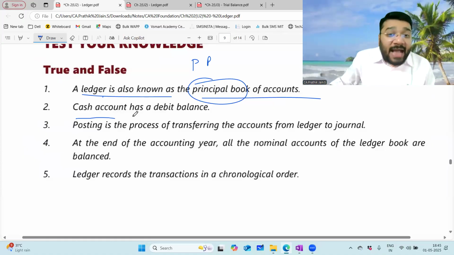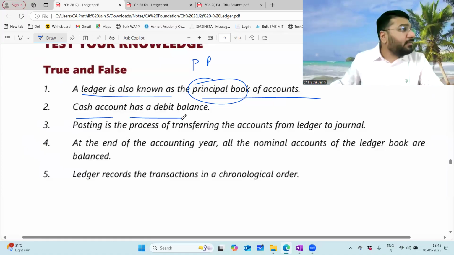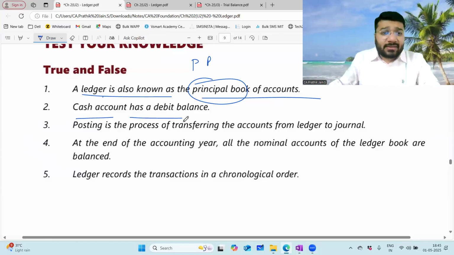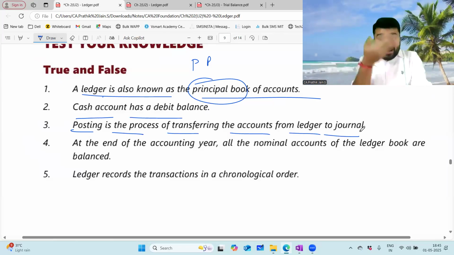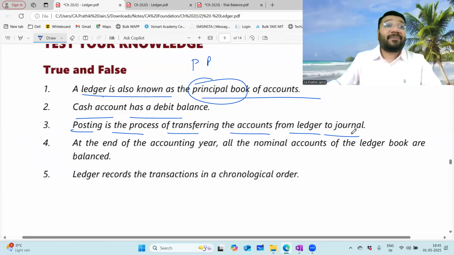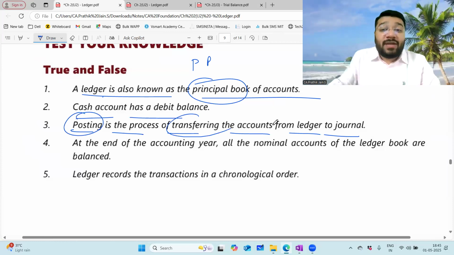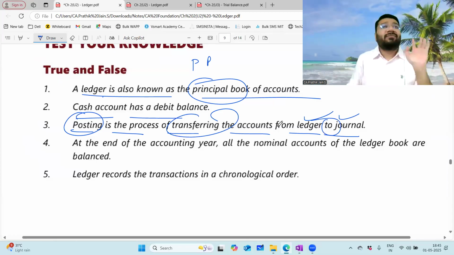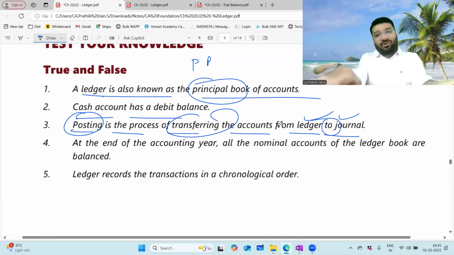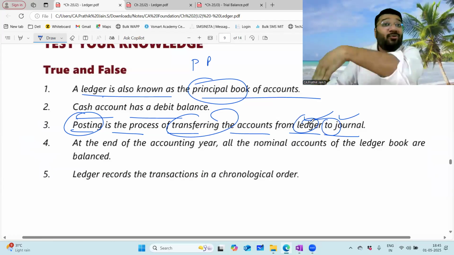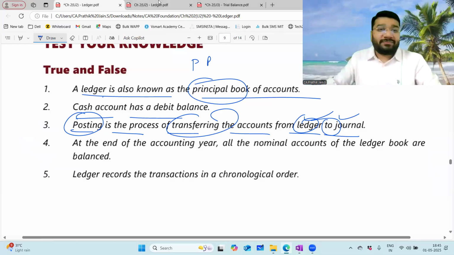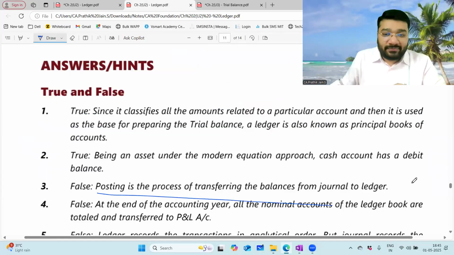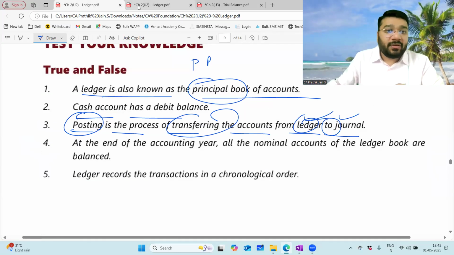Cash account has debit balance. Correct. Cash is an asset. Asset will always have debit balance. Posting is the process of transferring the accounts from ledger to journal. Oh. Train is going in reverse. Ledger to journal. Something between journal and ledger is called posting. True? Donkey fellow, it is said ledger to journal, they're telling it the other way around. False. Posting is the process of transferring the accounts from journal to ledger. Any problem? Okay.